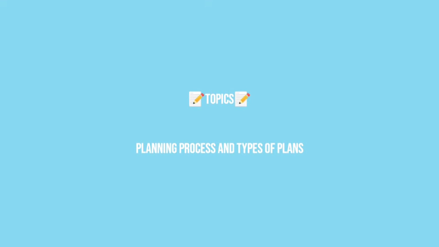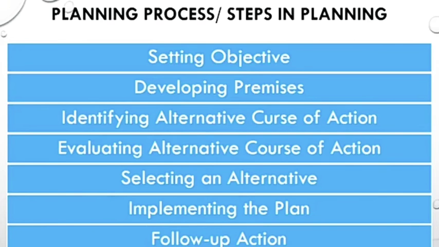In today's lesson, we will learn about the topics on planning process and types of plans. Types of plans are further categorized into subsections that also we will discuss in details. While discussing about the planning process, we can see that there are 7 steps of the planning process, and the steps are as follows. For number 1, we have setting objective.